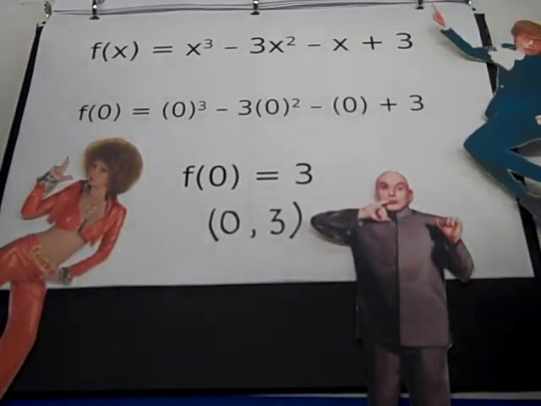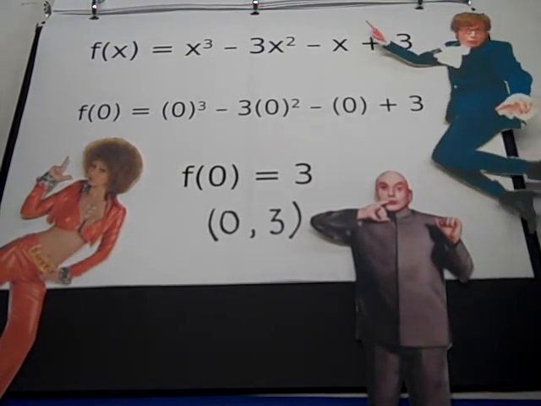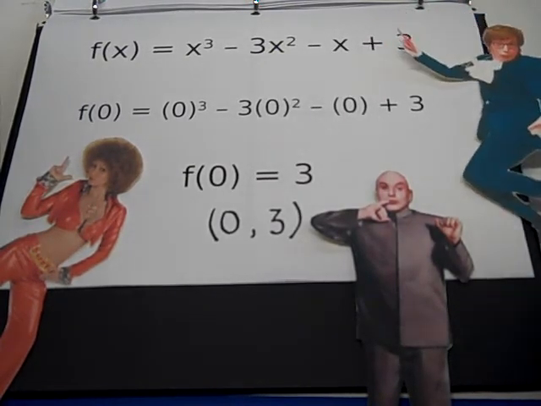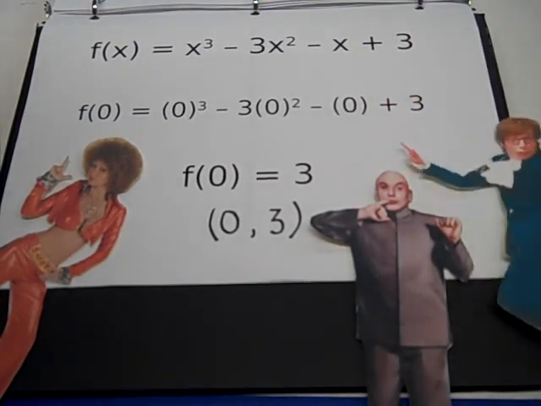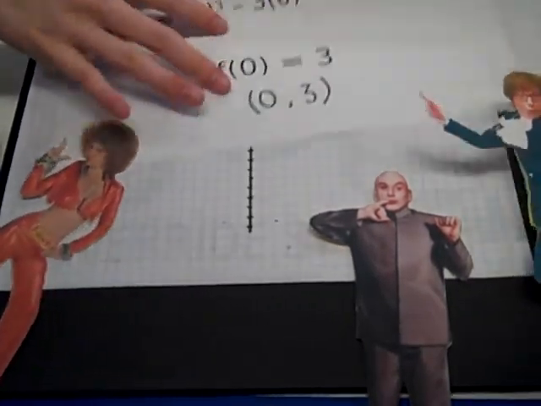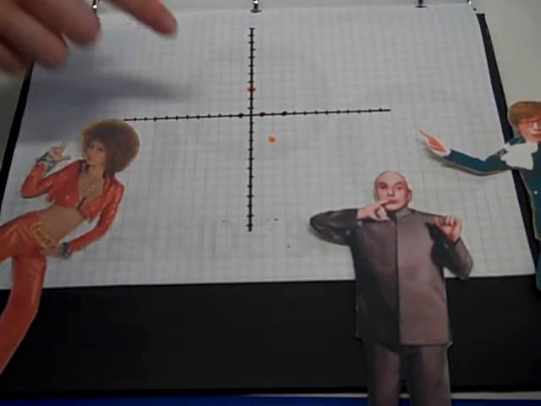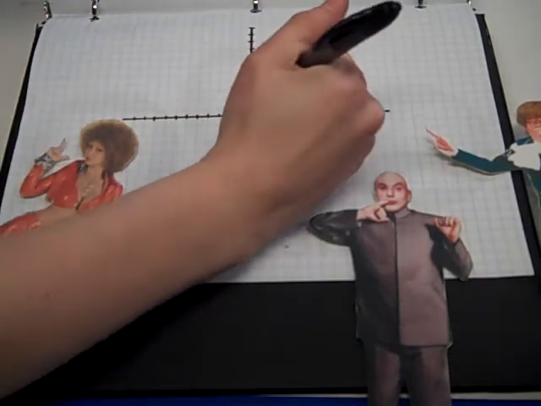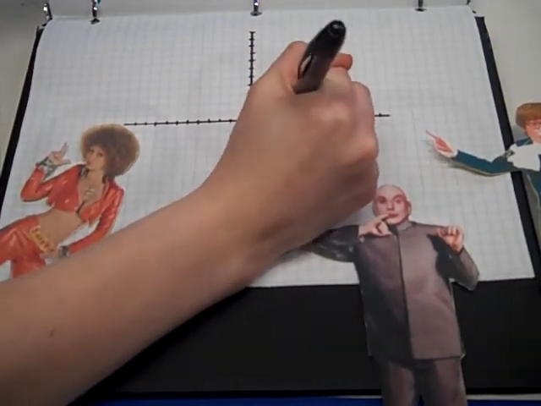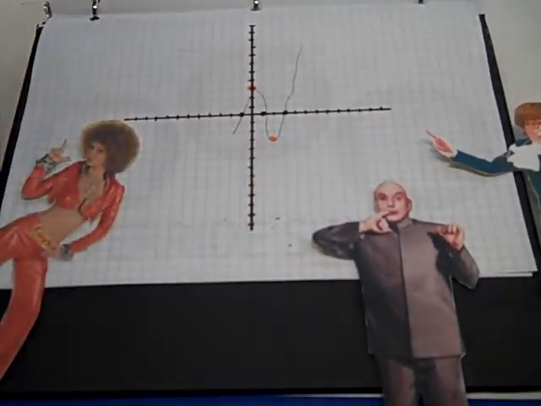0 cubed is 0. 0 squared is 0. 3 times 3 is still 0. Zeros cancel, leaving 3. So now we also have the point 0 comma 3. This is the y-intercept. Excellent, excellent. You're almost there. Now plot those points on the graph. Finally, draw a continuous line through all your points. Great, we've graphed the polynomial equation.